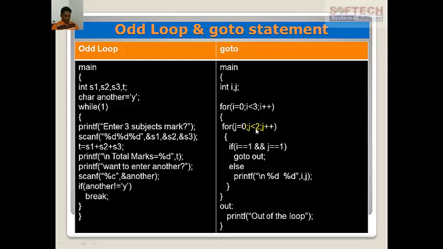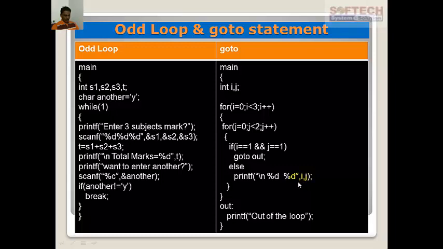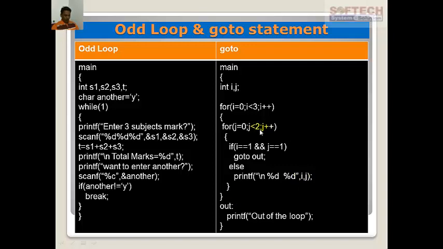Then j is 1, 1 less than 2, condition true. i equal to 1, i value 0, 0 equal to 1, false. But j is 1, 1 equal to 1, true. But any one is false, so the entire expression is false. So the else portion is executed. It displays 0 1. Then it continues the inner loop. Now the new value of j is 2. 2 less than 2, condition false. It comes out of the inner loop. Then it continues the outer loop. Now the value of i is 1. 1 less than 3, condition true. Then j starts with 0.